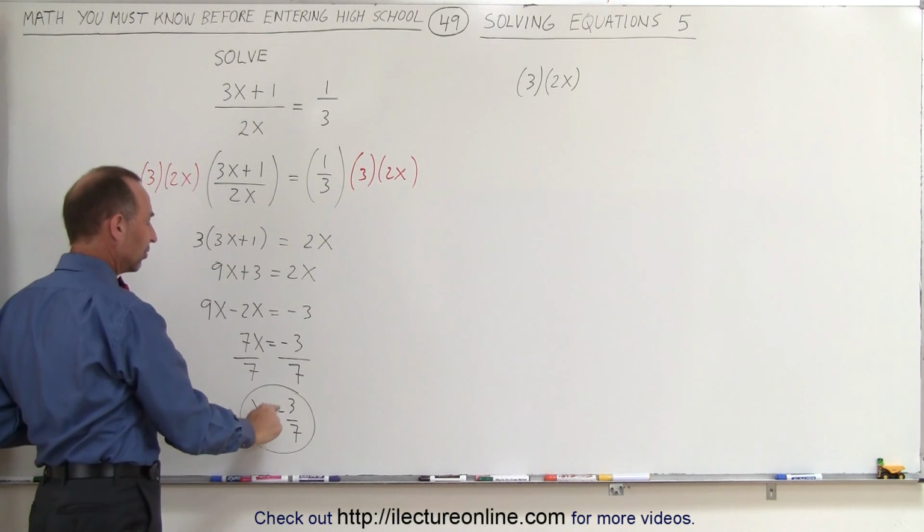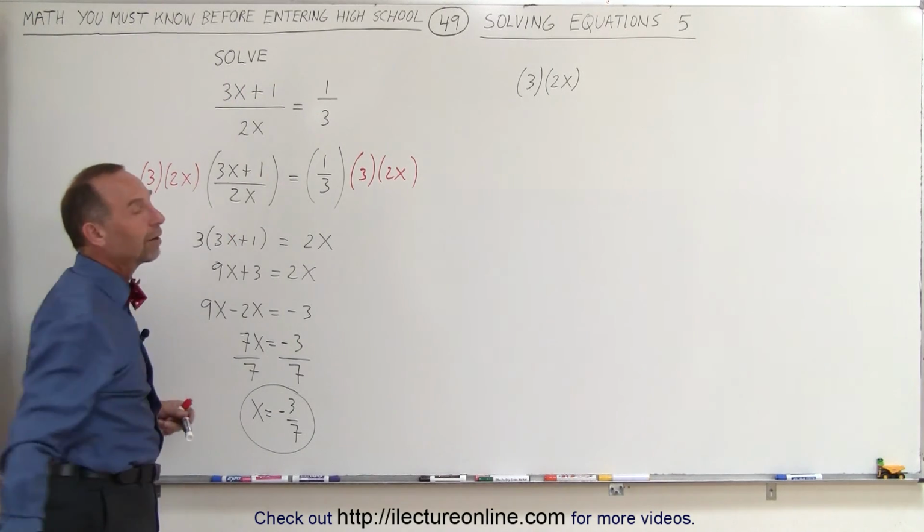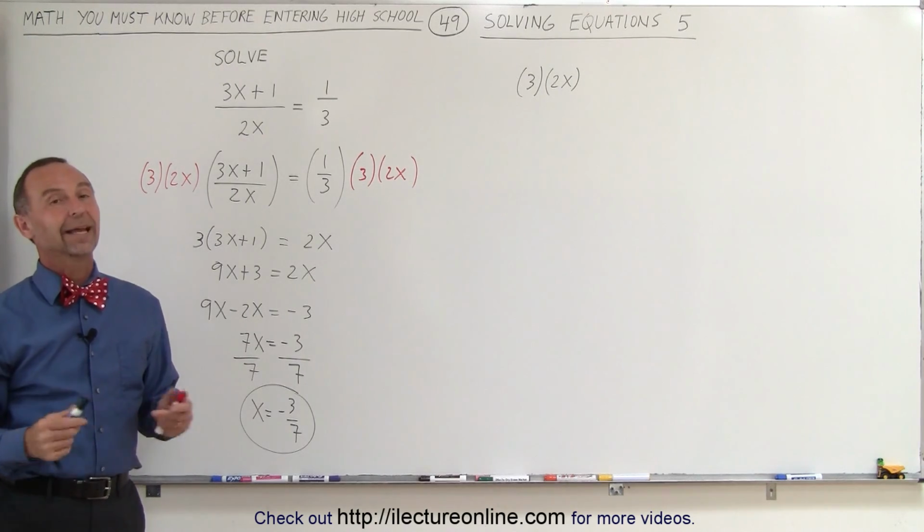When we plug in x equals -3 over 7, on the left side, you can see that this would then equal the right side, and therefore that makes this the correct solution. And that's how it's done.